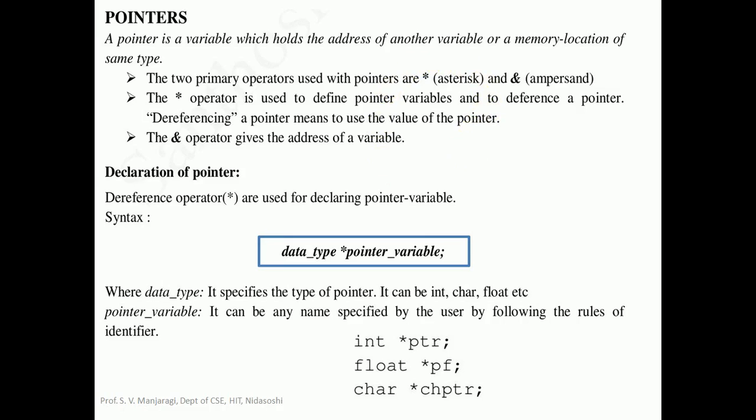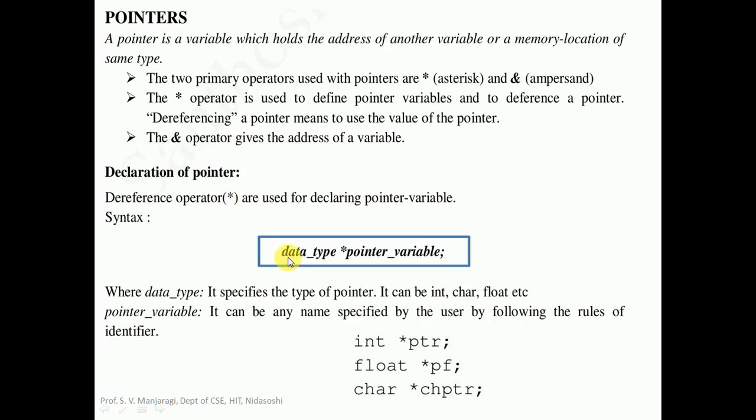So now let us see how to declare a pointer. To declare a pointer, there is syntax that we need to follow here. The syntax is very simple. The pointer declaration syntax is similar to variable declaration syntax, but we have to take one extra operator, that is asterisk. So this dereference operator we need to use in the pointer declaration.